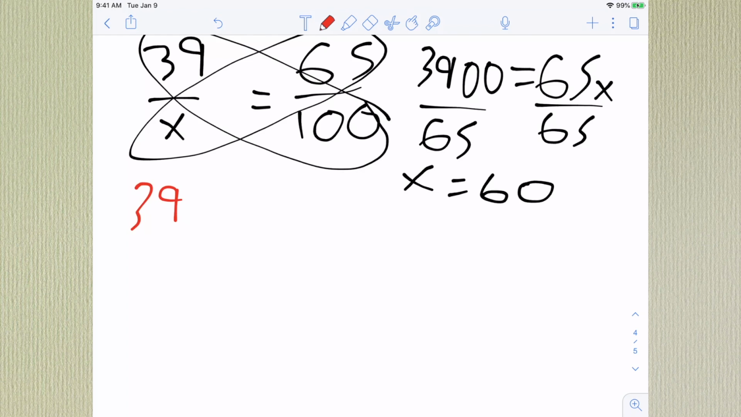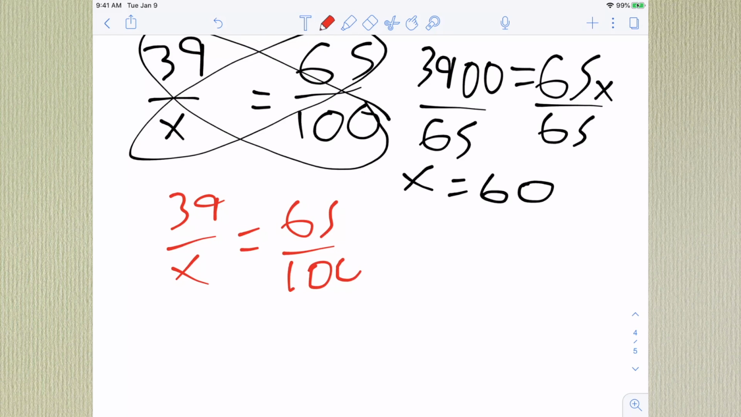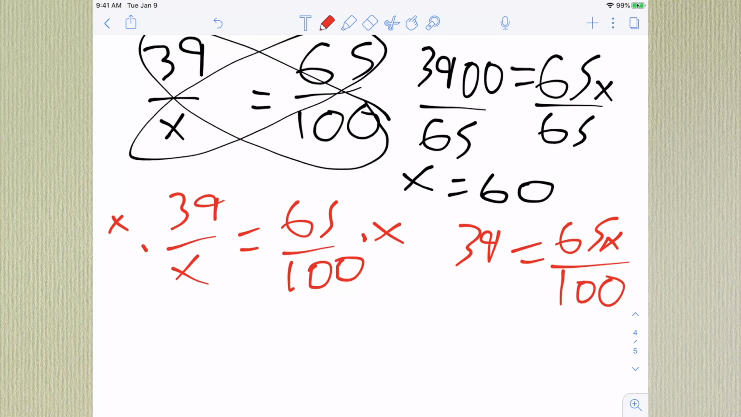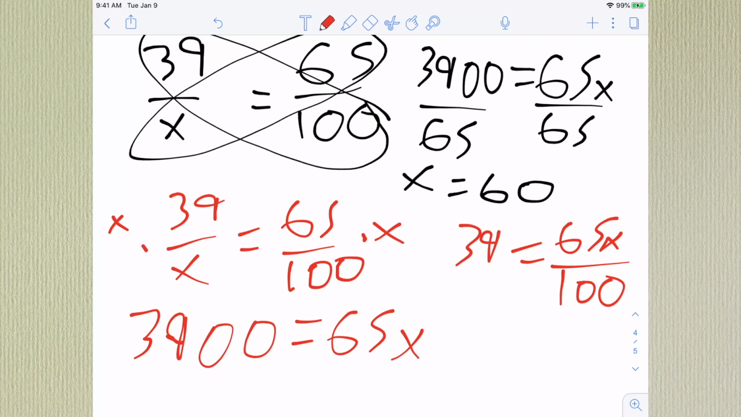Say we have 39. Actually, let's make it farther away so we can do this correctly. 39 over x equals 65 over 100. You want to have x by itself, so let's start by multiplying x. Therefore, 39 equals 65x over 100. And you multiply that out, so it's 3900 equals 65x. And then we have the same thing that we just had, but it just eliminates a whole step that we don't have to do.